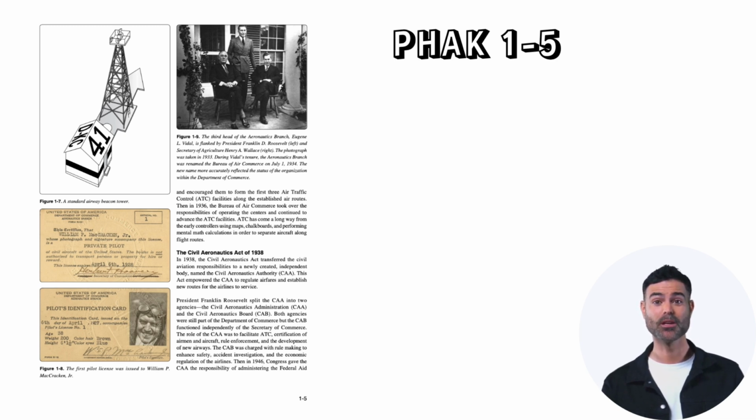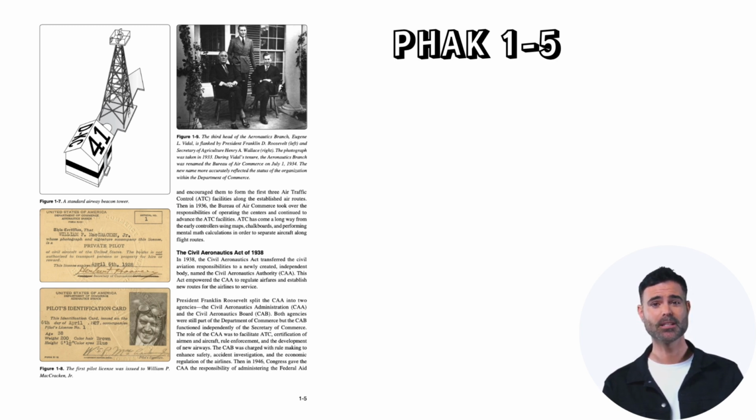President Franklin Roosevelt split the CAA into 2 agencies, the Civil Aeronautics Administration, CAA, and the Civil Aeronautics Board, CAB. Both agencies were still part of the Department of Commerce, but the CAB functioned independently of the Secretary of Commerce. The role of the CAA was to facilitate ATC, certification of airmen and aircraft, rule enforcement, and the development of new airways. The CAB was charged with rulemaking to enhance safety, accident investigation, and the economic regulation of the airlines.